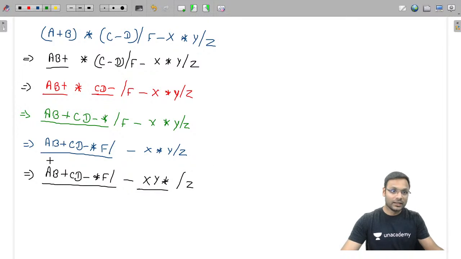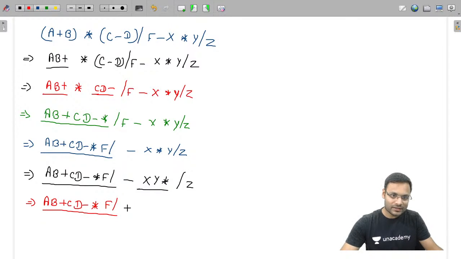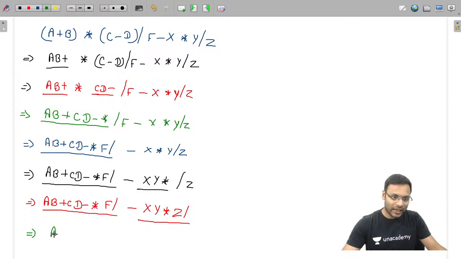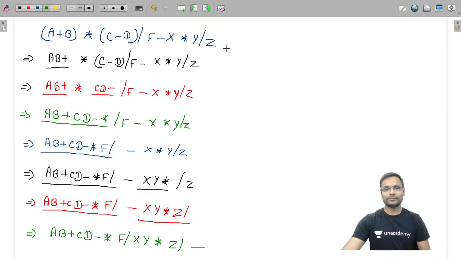Now this division, next sequence: AB plus as it is, CD minus as it is, star F division, this is as it is, minus this divide by Z. How do you write? XY star Z divide. Now ultimately this minus at the end. So my final answer will be AB plus CD minus star F division, left operand as it is, right operand XY star Z divide, and this minus at the end.